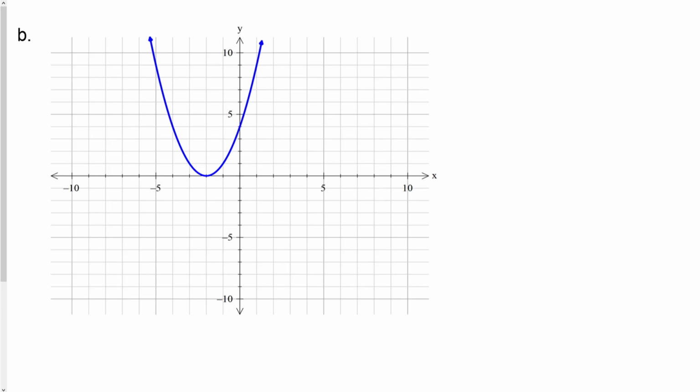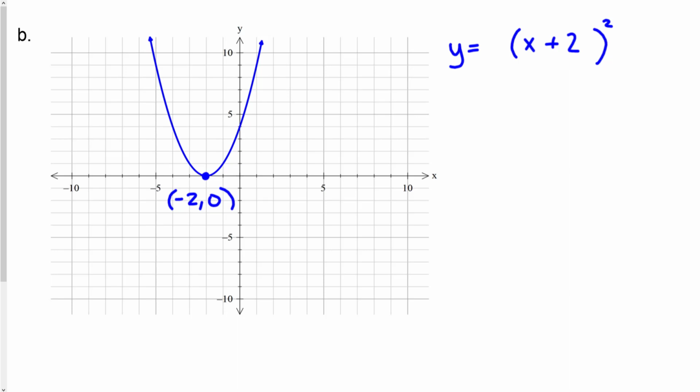Part B. Now we have a graph that's a parabola. And the function that makes a parabola is the square function. So we're going to have something squared. The vertex here is sitting at -2, 0. So I'm shifted to the left 2 units, which means inside my square, I'm going to put x plus 2. So it's the opposite of the sign of that.